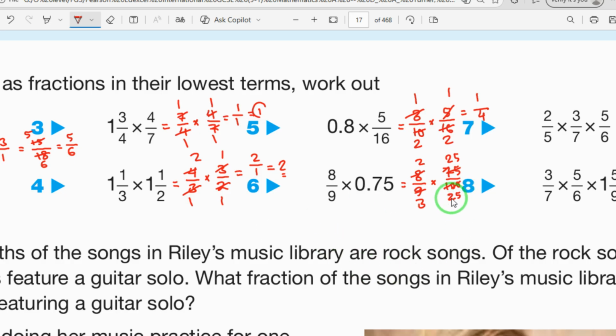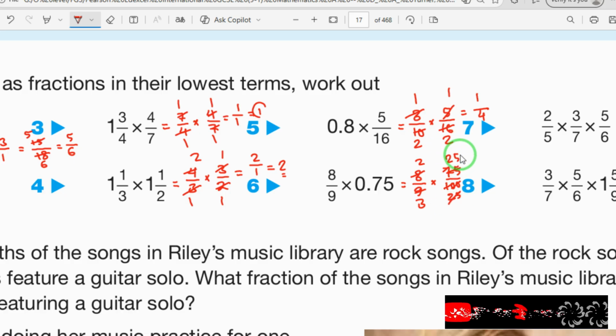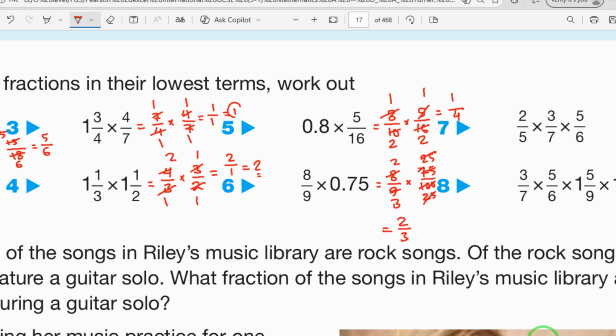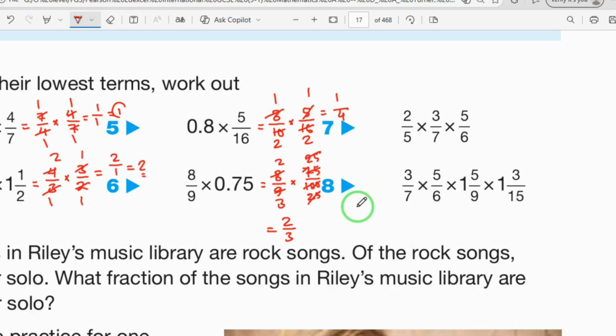Now we can simplify 20 by 25 by 25, so the answer is 2 over 3. This is the final answer of question number 6. Come to question number 7. In question number 7, here we can directly simplify.